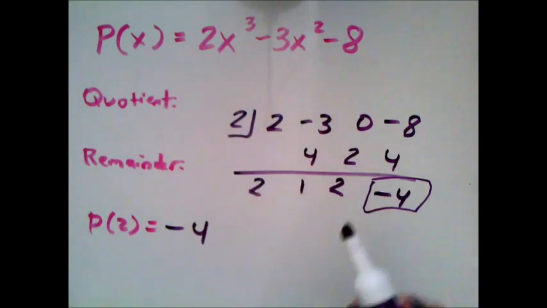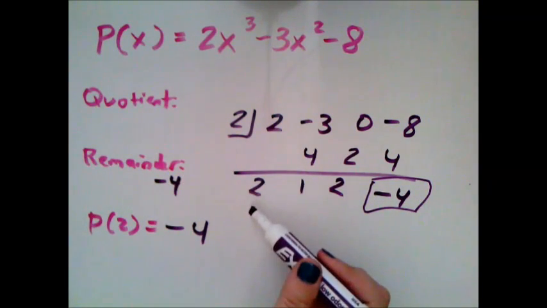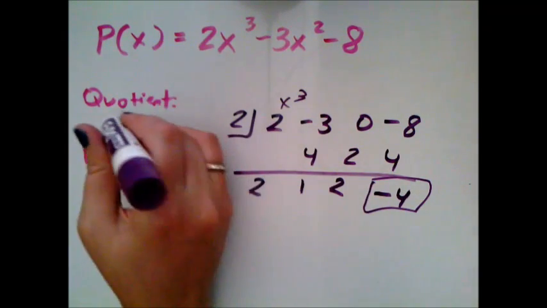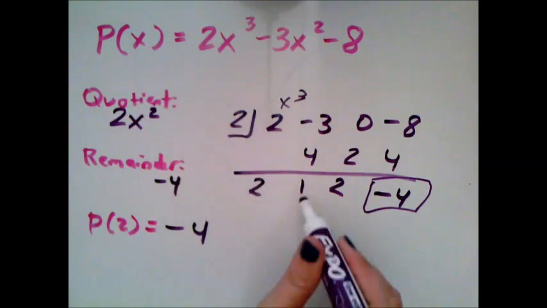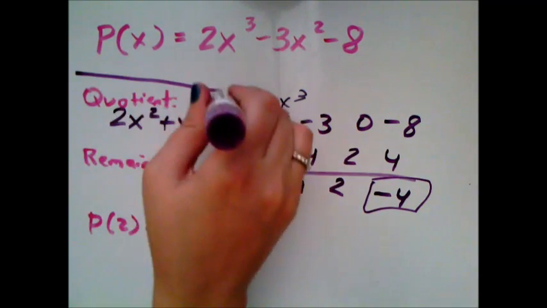And then here they also want me to write down the quotient and the remainder. So the remainder was negative 4. The quotient is, if this was on x to the third, this is on x squared. So 2x squared plus 1x plus 2.